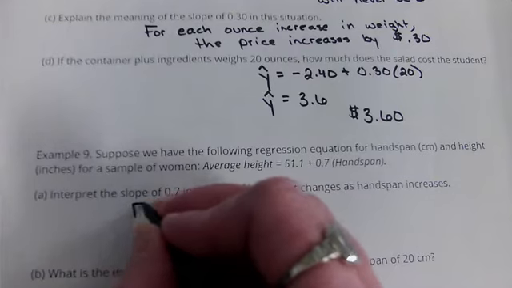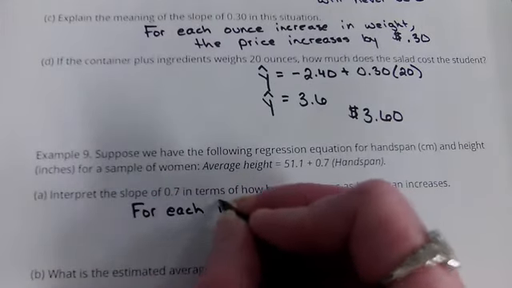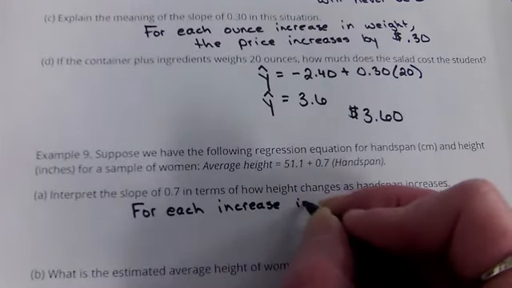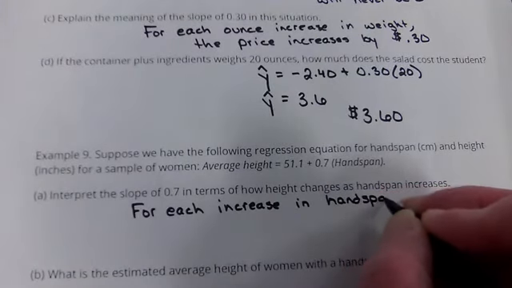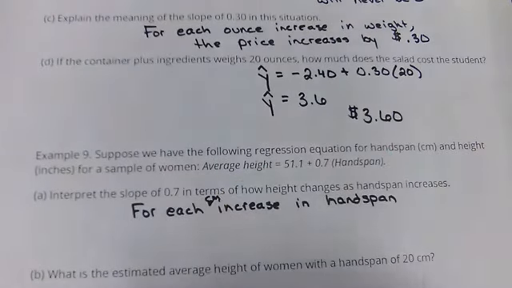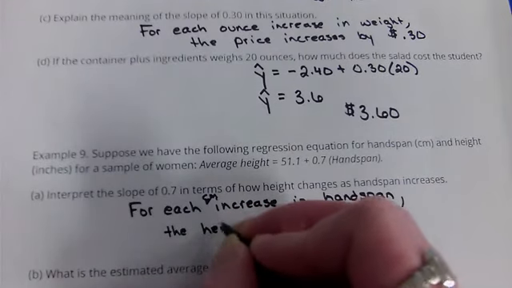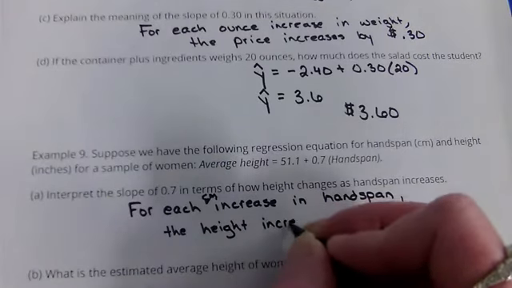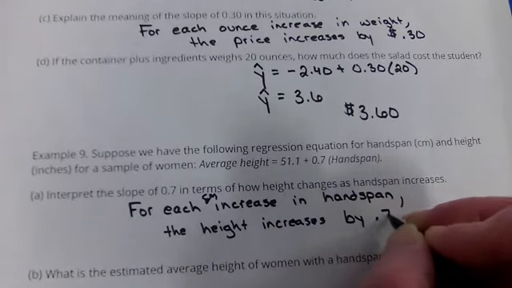The interpretation of the slope. For each increase in hand span, and you could say for each centimeter increase in hand span, the height increases by 0.7 inches.